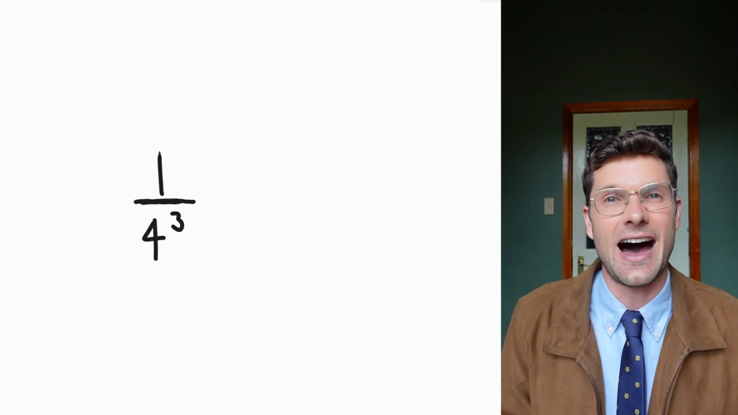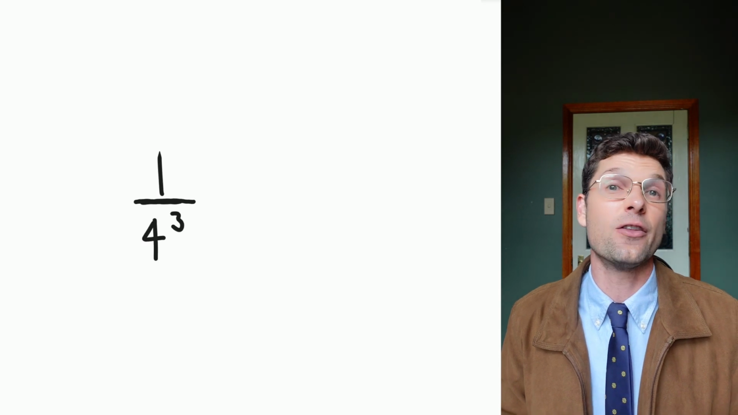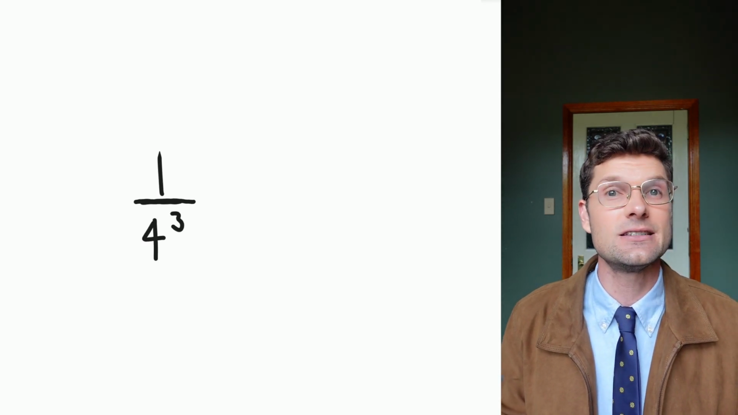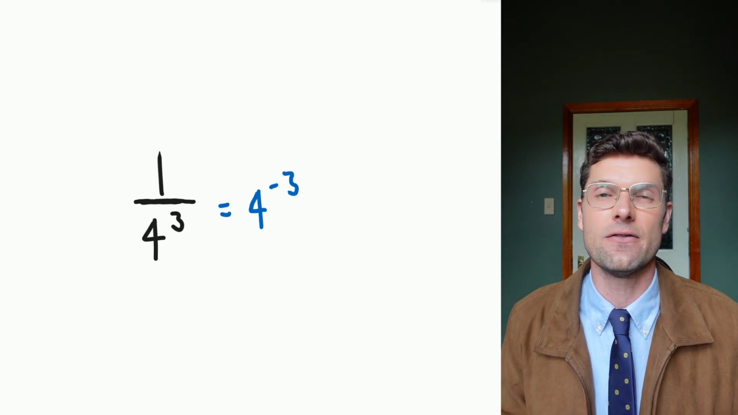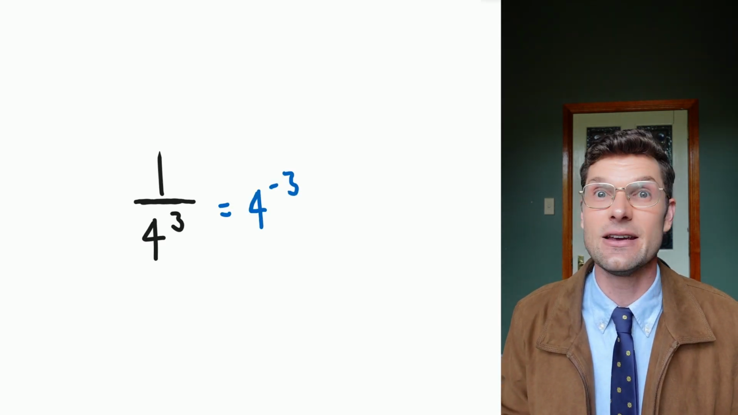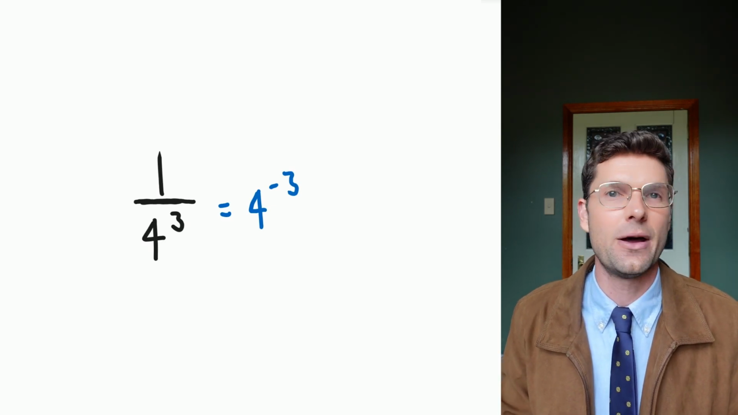You might also be asked to go the other way. I might have 1 over 4 to the power of 3, and the question might say, rewrite this as an indice with no fractions. This would just be equal to 4 to the power of negative 3. They're the same exact thing, it's just being replaced with a negative indice, but no fraction.